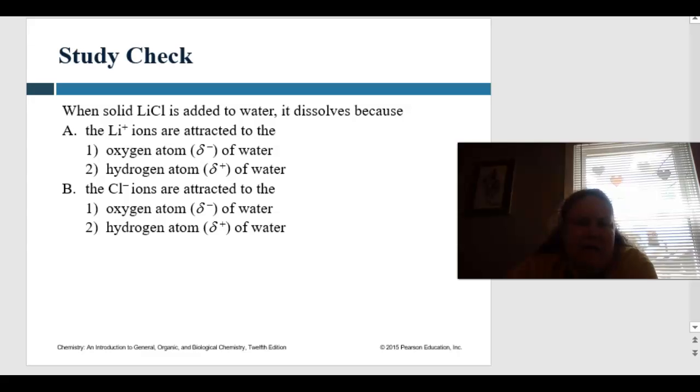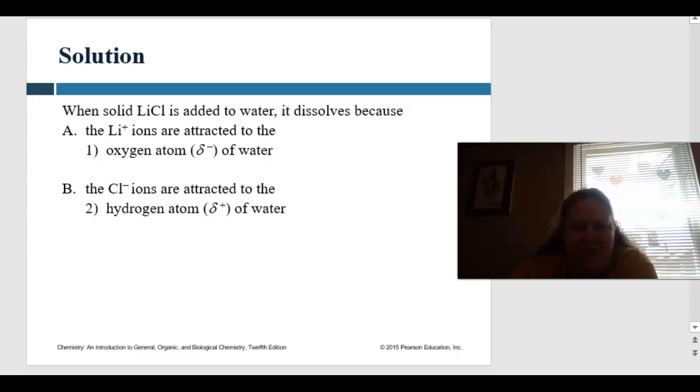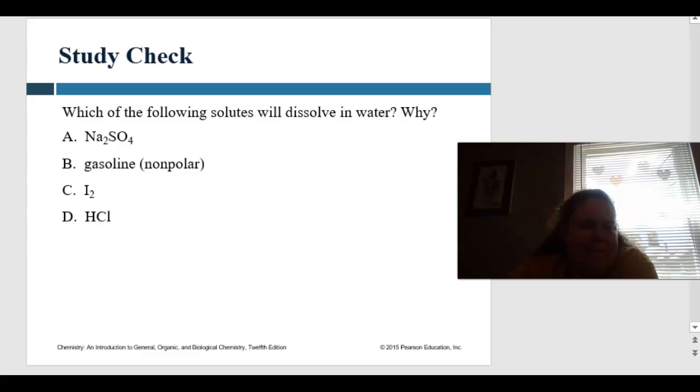So when solid lithium chloride is added to water, it dissolves because why? Pause and come back. So for A, it would be because the lithium ions are attracted to the oxygen atom of the water, where for B, it would be because the chloride ions are attracted to the hydrogen atom of the water. Great job. Let's try this again.